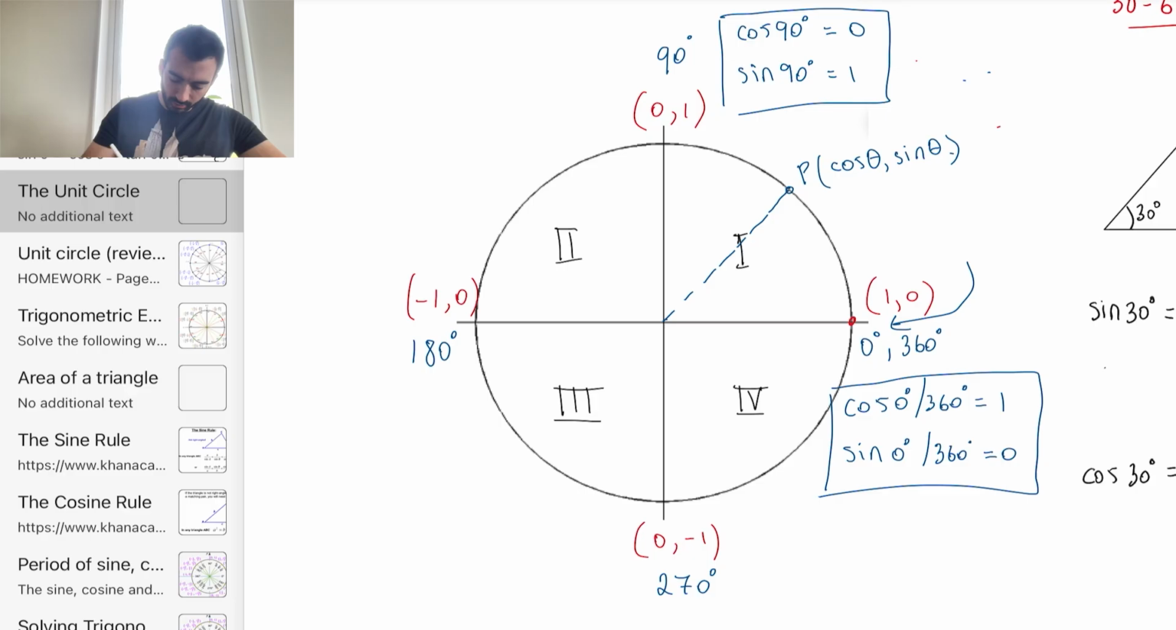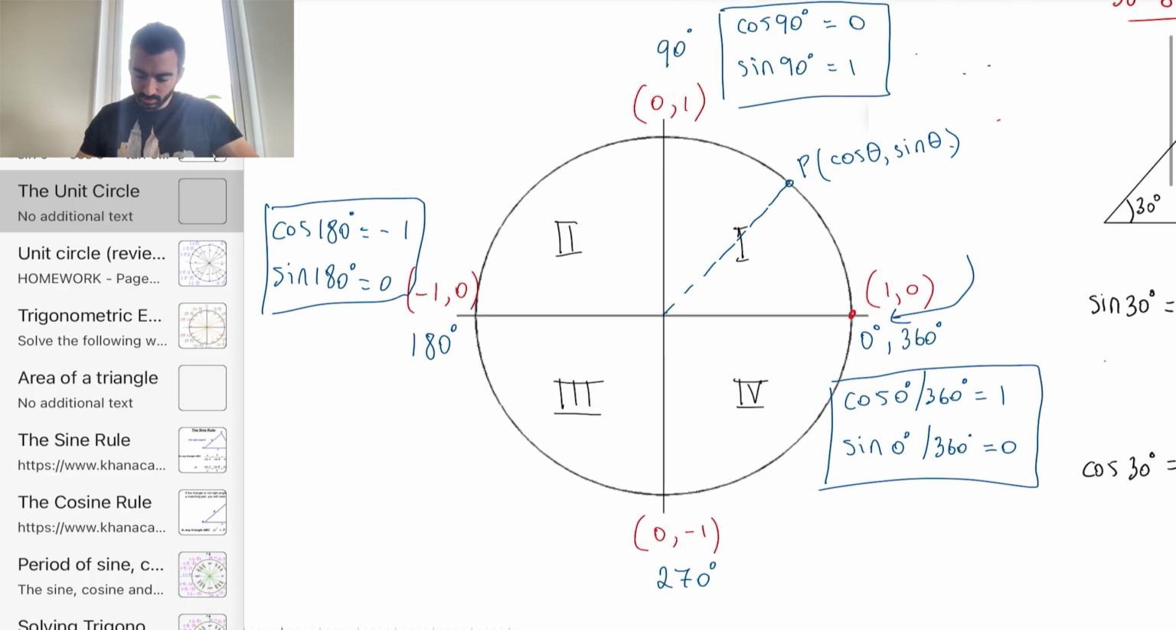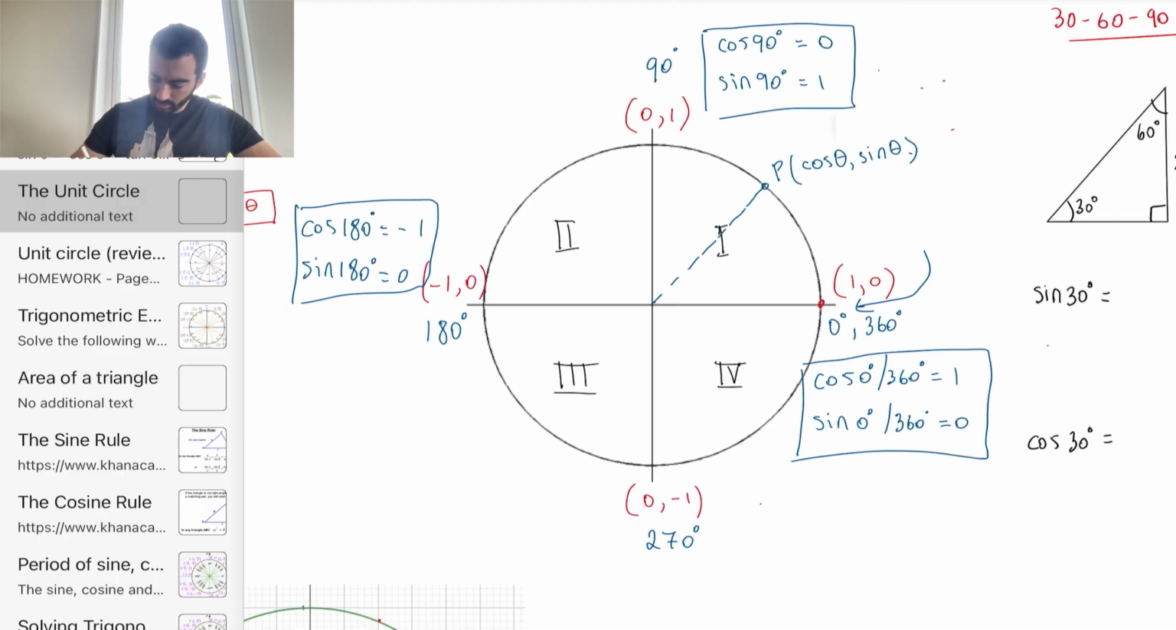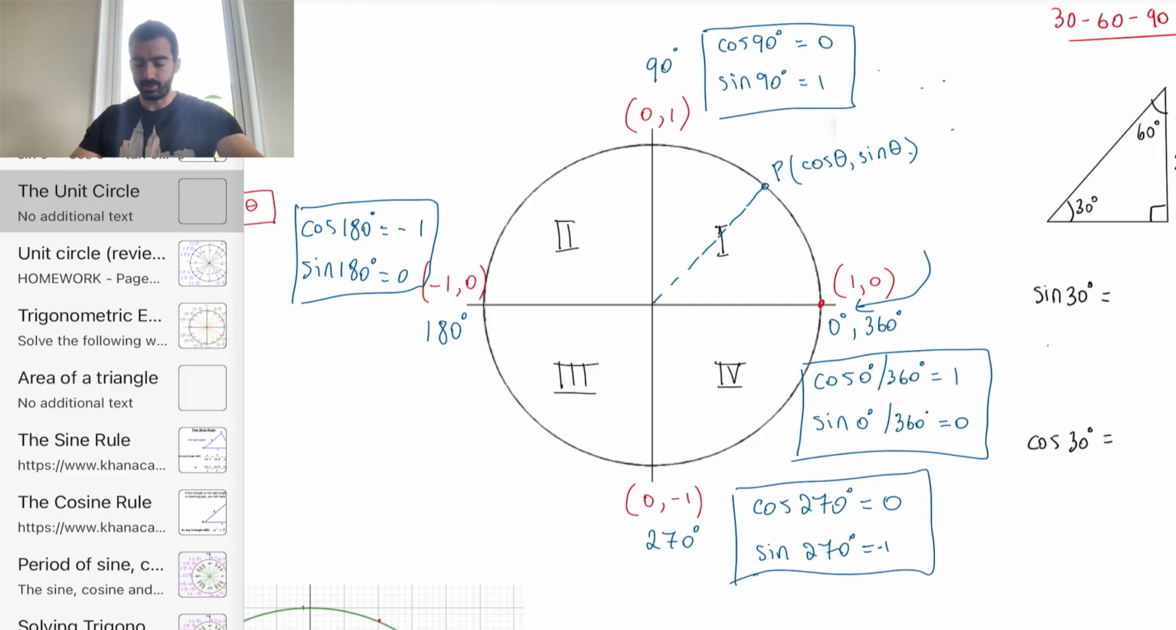The cos of 180 degrees is negative 1. The sine of 180 degrees is equal to 0. And last but not least, the cos of 270 degrees is equal to 0, and sine of 270 degrees is equal to negative 1. Very nice.